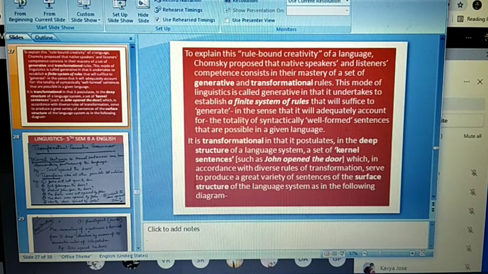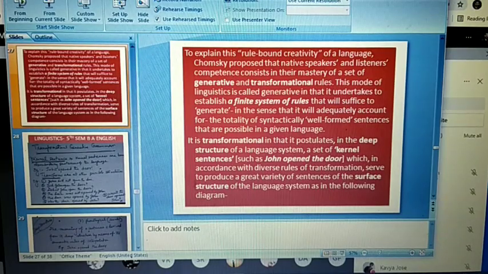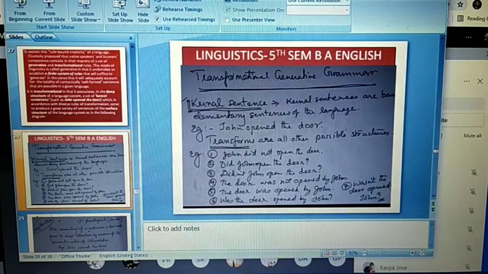So now let us come to the slide, the last part of the slide. It is transformational in that it postulates in the deep structure of a language system a set of kernel sentences such as John opened the door, which, in accordance with diverse rules of transformation, serve to produce a great variety of sentences of the surface structure of the language system, as in the following sentences. Look at that. Now look at this slide.